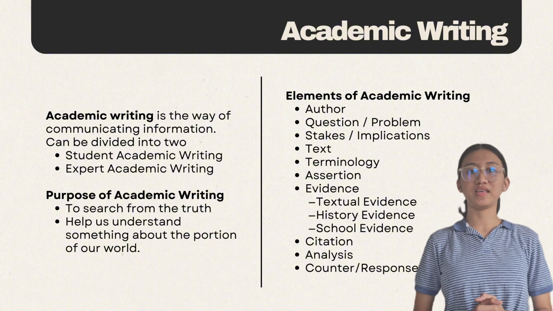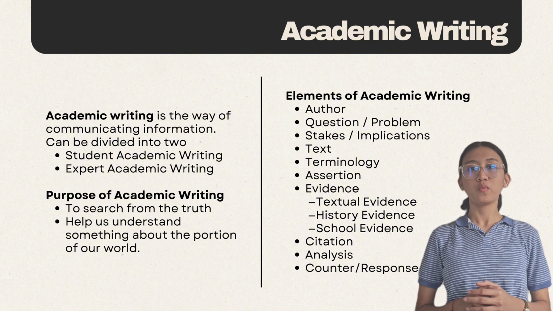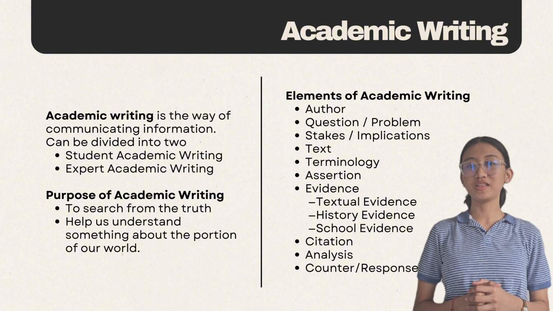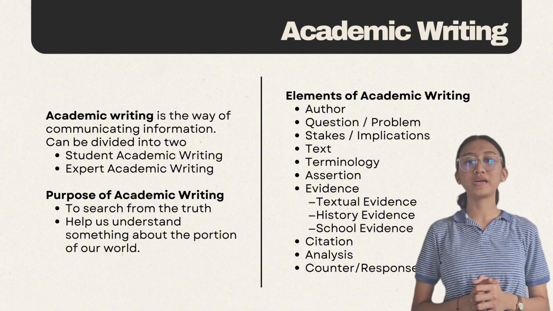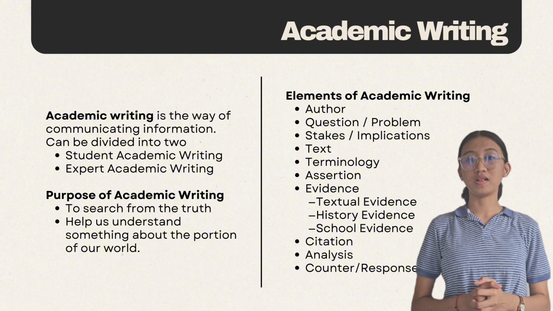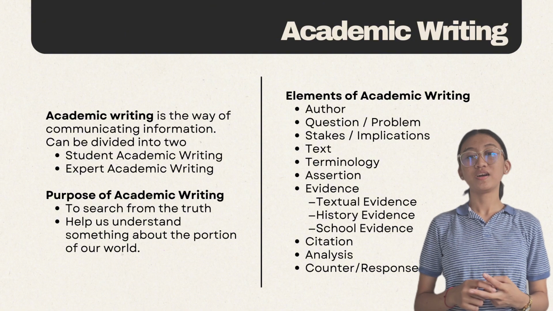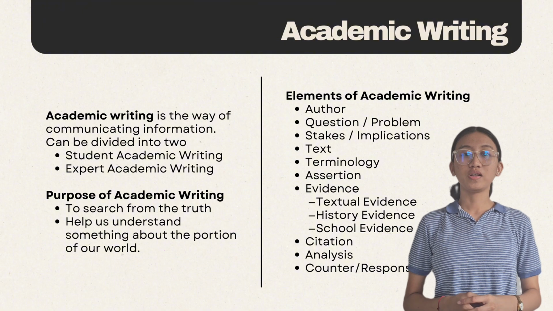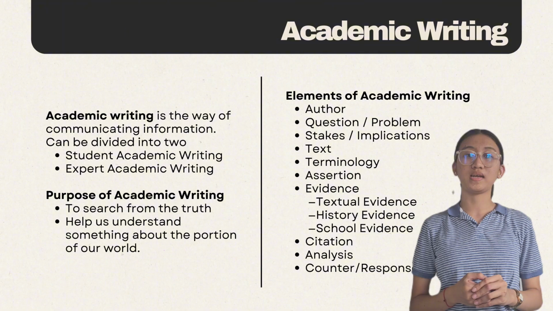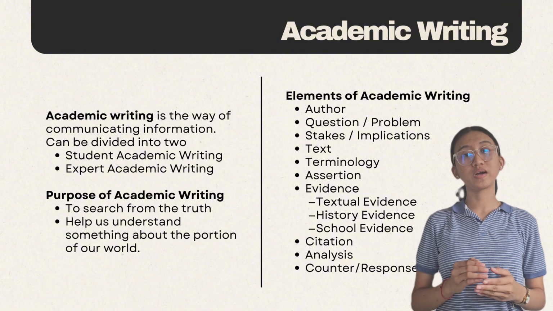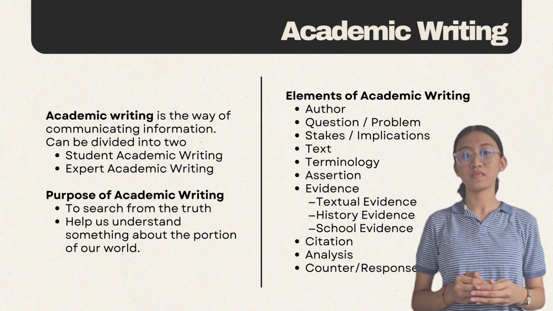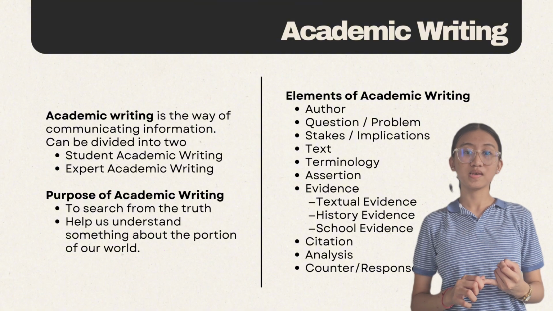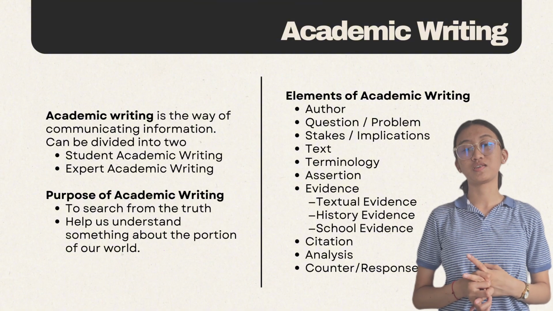Student academic writing refers to the types of writing we do as part of our studies in school. These are usually done as a form of assessment or preparation for our learning. For example, essays, reports, research papers assigned by teachers. On the other hand, expert academic writing comes from people who are already in academic professions. These writings are usually intended for publication, such as journal articles or research studies.